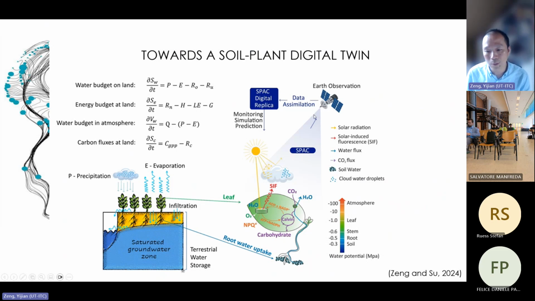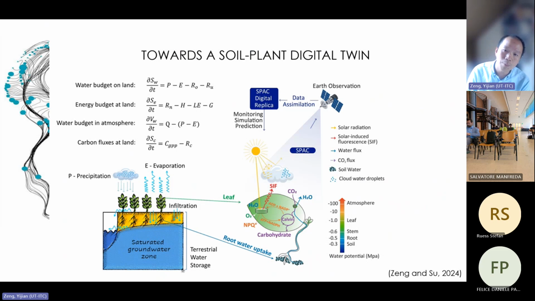Yeah, and all this signal, or let's say Earth observation of the soil plant system, can be fed back into a model through data assimilation, and then the model can improve the prediction of the soil plant system, and then feed back information like, okay, when you should start the irrigation, and when you need to drain the field, or when you should store water for the coming dry period.